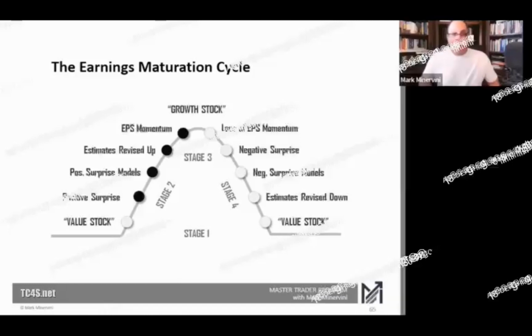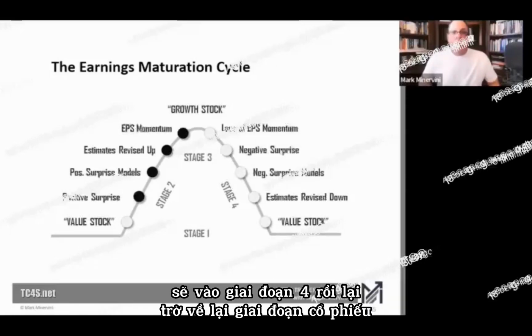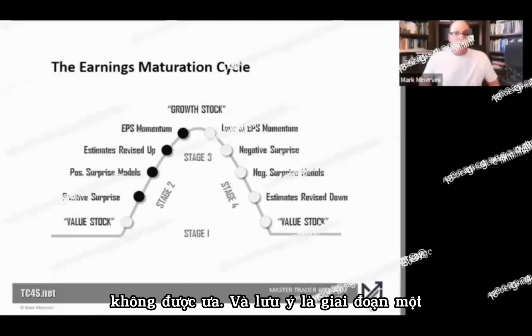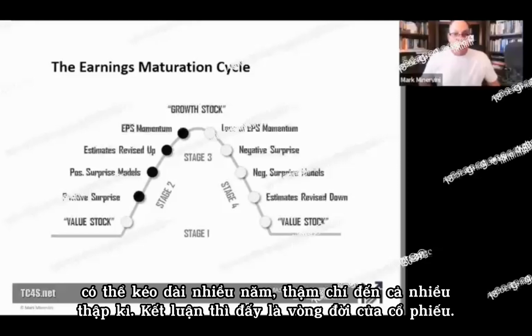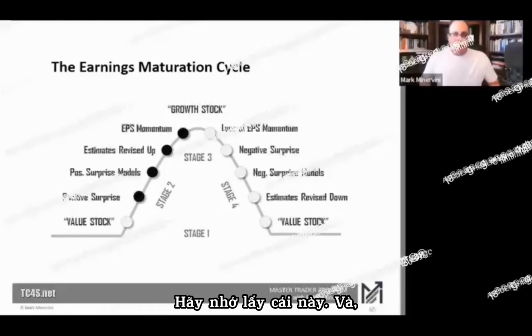And this is where the stock, if it hasn't already gone to stage 4, enters into stage 4, and you go through it, and it's right back to being a stock that's out of favor. And in stage 1, it could stay there sometimes for years or even decades. So this is the maturation cycle. Just keep that in mind.